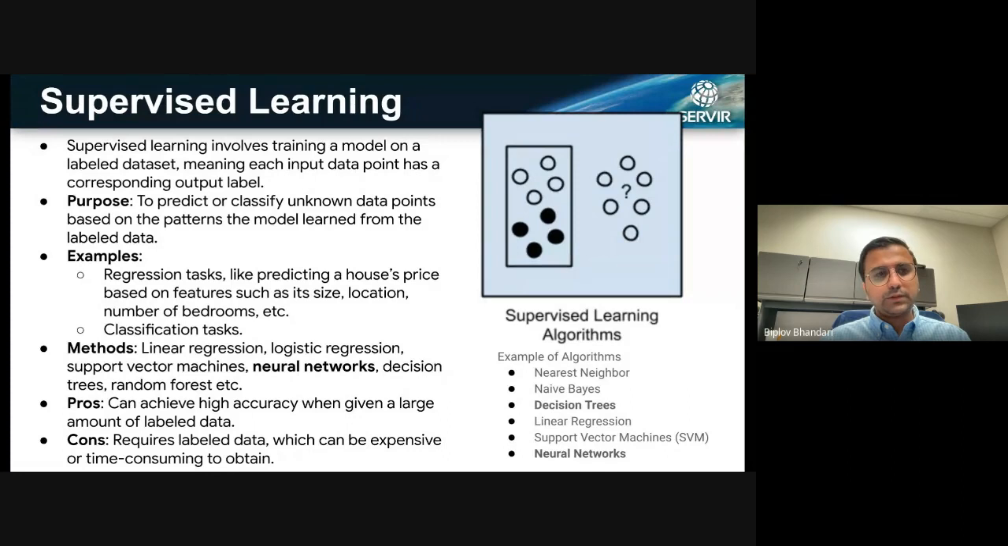The pro of supervised learning is that it can give you very high accuracy, because you have a labeled data set for the model to fall back on and learn those patterns from. But the downside is that it needs those labeled data, which means it could be very expensive or time consuming to obtain those data sets.